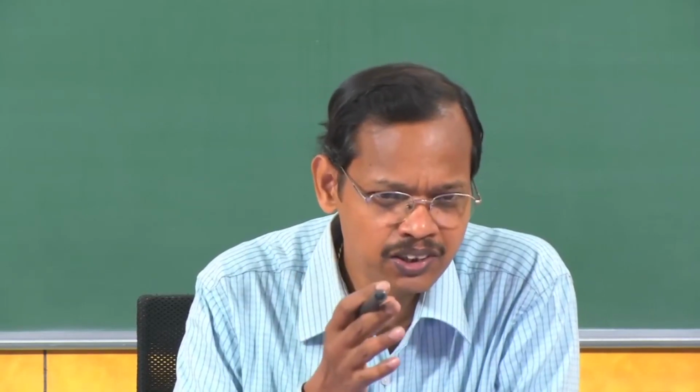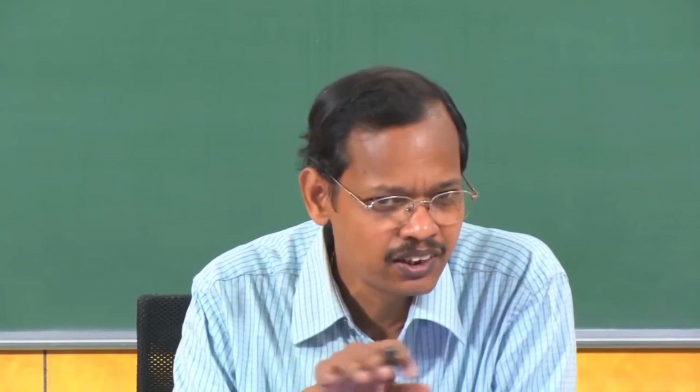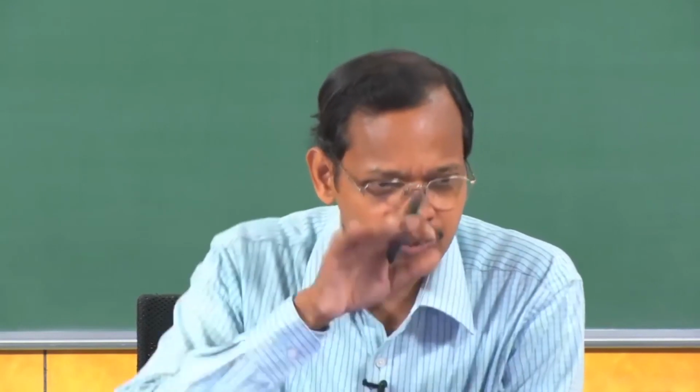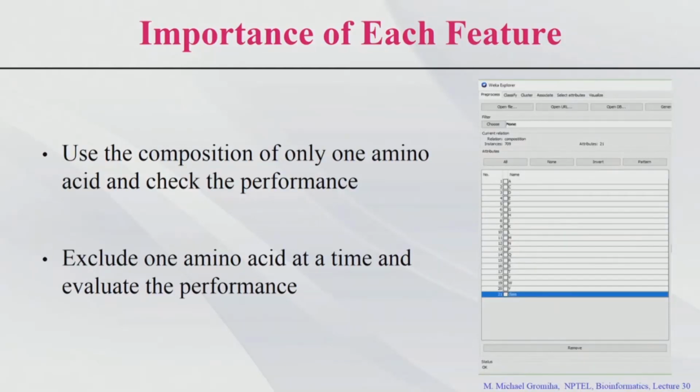If some amino acid residues do not make any change, then we can eliminate them and reduce the number of features. So you eliminate one amino acid and see whether using the other 19 amino acids the performance is similar or changes. If it is similar, then you can discard it. If it drastically reduces the performance, then that feature is very important and you need to keep it.